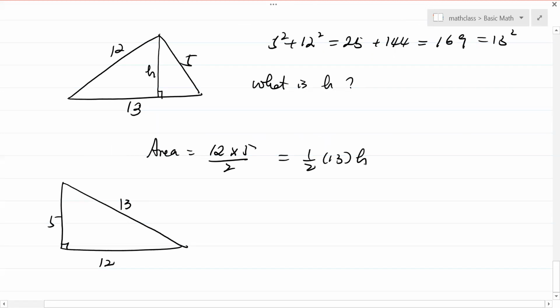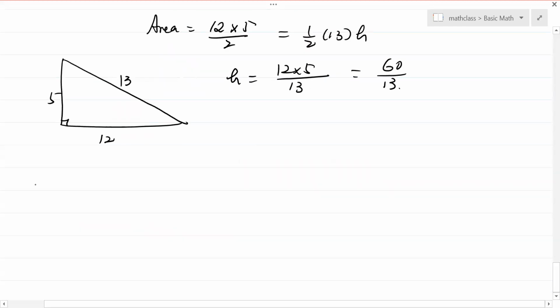From that, you see, you calculate the area in 2 different ways, using the same formula but a different base. Then you will get 12 times 5 divided by 13. The 1/2 is gone, which is 60 over 13. So that's how we find the height.